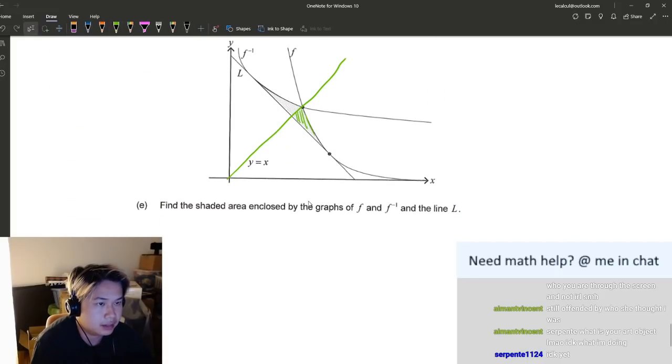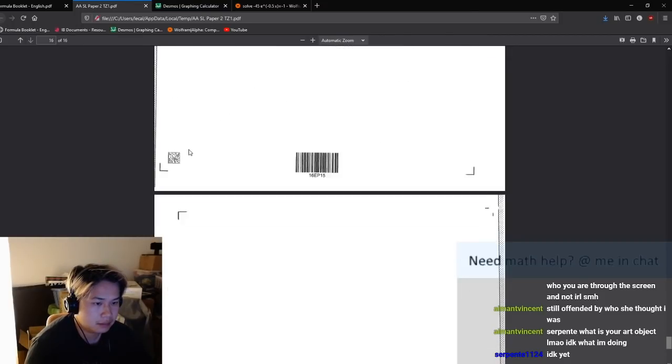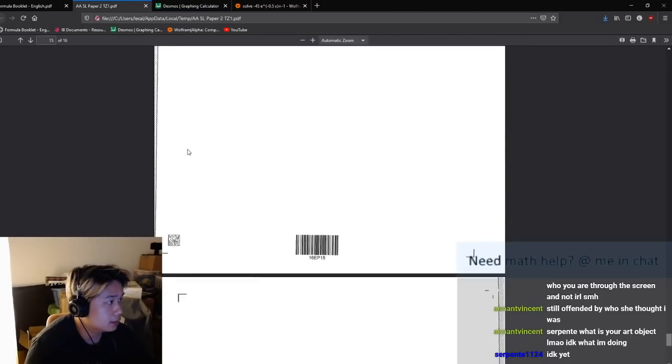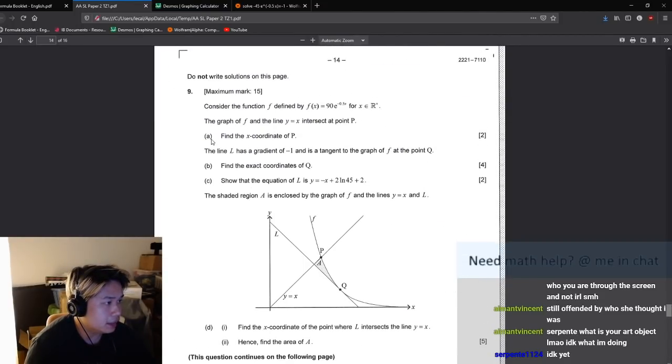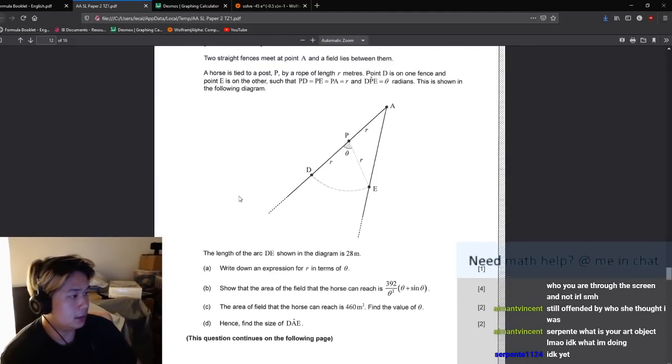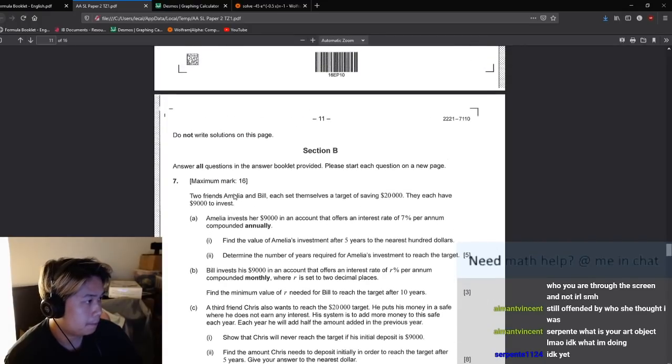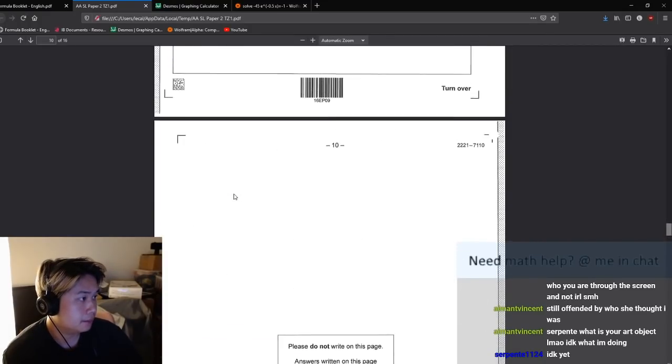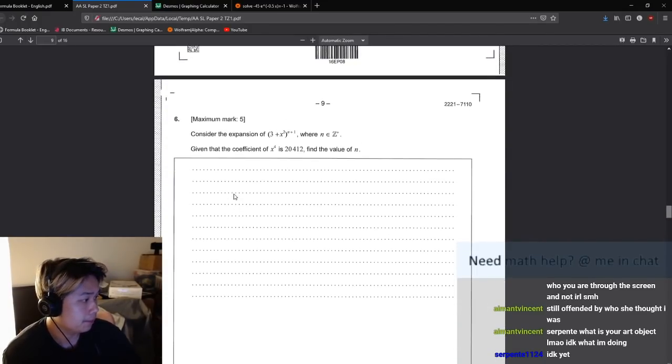So this area, 3.04. And then I think that's it, right? I'm done? Yeah. Okay, not bad. Honestly, yeah, I agree. This paper is easier than paper 1. At least for time zone 1.